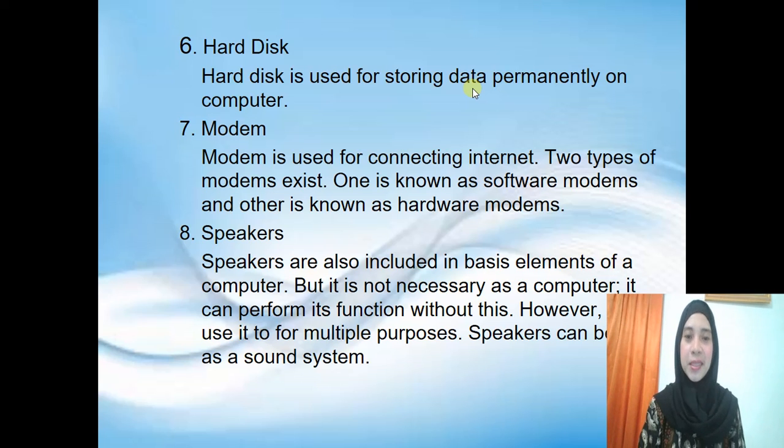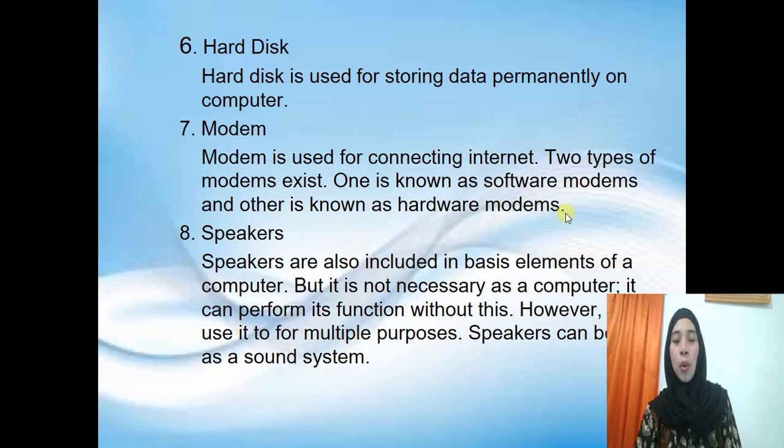Number 7, modem. Modem is used for connecting internet. Two types of modems exist. One is known as software modems, and the other is known as hardware modems. I will repeat once more. Modem is used for connecting internet. Two types of modems exist. One is known as software modems and the other is known as hardware modems.